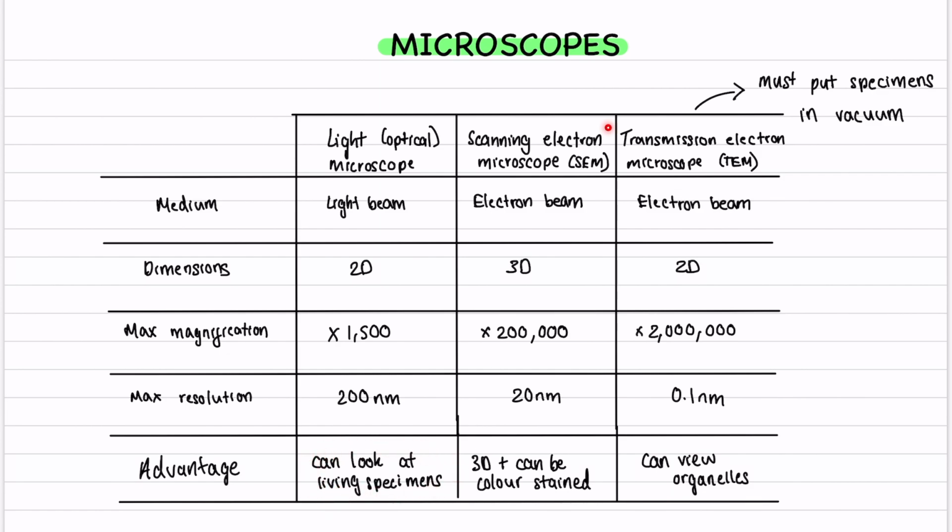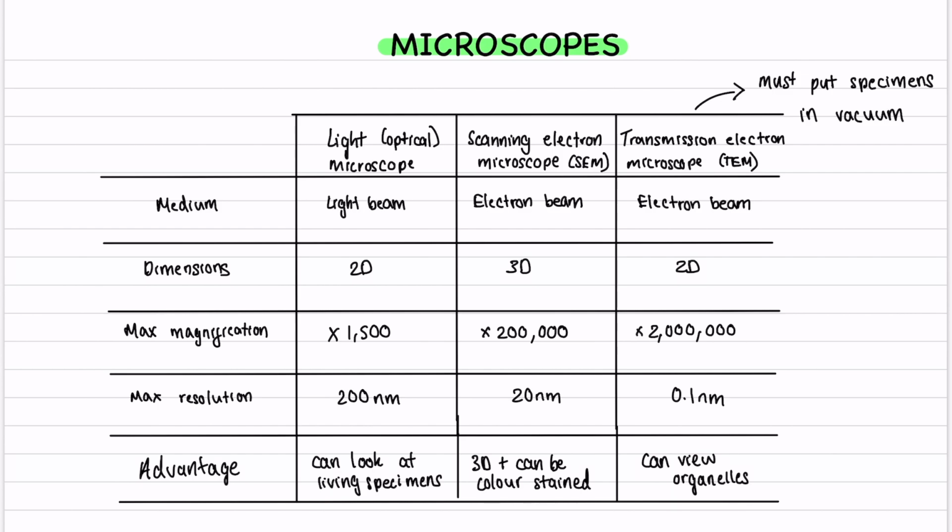Scanning electron microscope uses electron beams to form an image. The magnification is a lot higher, 200,000 times, and resolution of up to 20 nanometers. The advantages with using this is that you can view specimens in 3D and you can stain them to produce colored images. The optical microscope also produces colored images as these are living specimens, whereas with the scanning electron microscope you need to stain these specimens in order to gain the colored image.